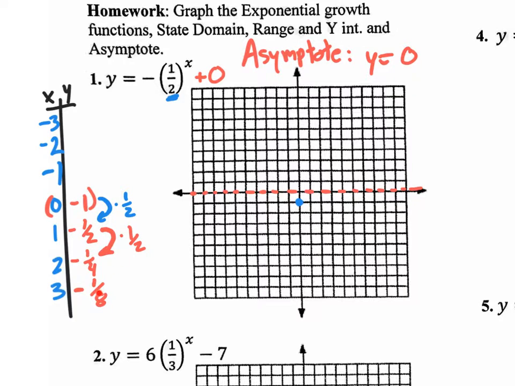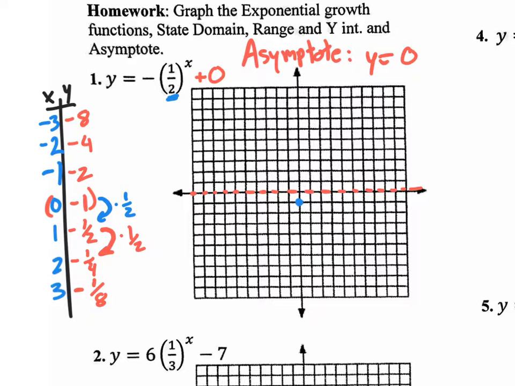-1/8 times 2, that'd be -2/8, which reduces down to -1/4. -1/4 times 2, that'd be -2/4, which reduces down to -1/2. And then -1/2 times 2 is -1. What's the next one? Are you ready? The next one is -2. And the next one? And the next one? We're talking about negatives here. They're all negatives. So that is all the coordinates that we need.